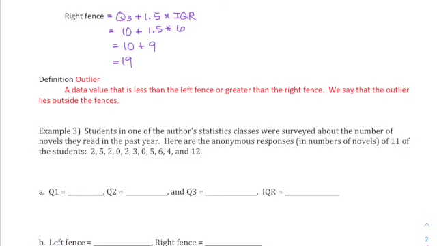So here we go. Example number 3. Students in one of the author's statistics classes were surveyed about the number of novels they read in the past year. Here are the anonymous responses in numbers of novels. Eleven students read 2 novels, 5, 2, 0, 2, 3, 0, 5, 6, 4, and 12. I would like you to answer some of the questions, at least up to the left fence and right fence, and see if you can get it.